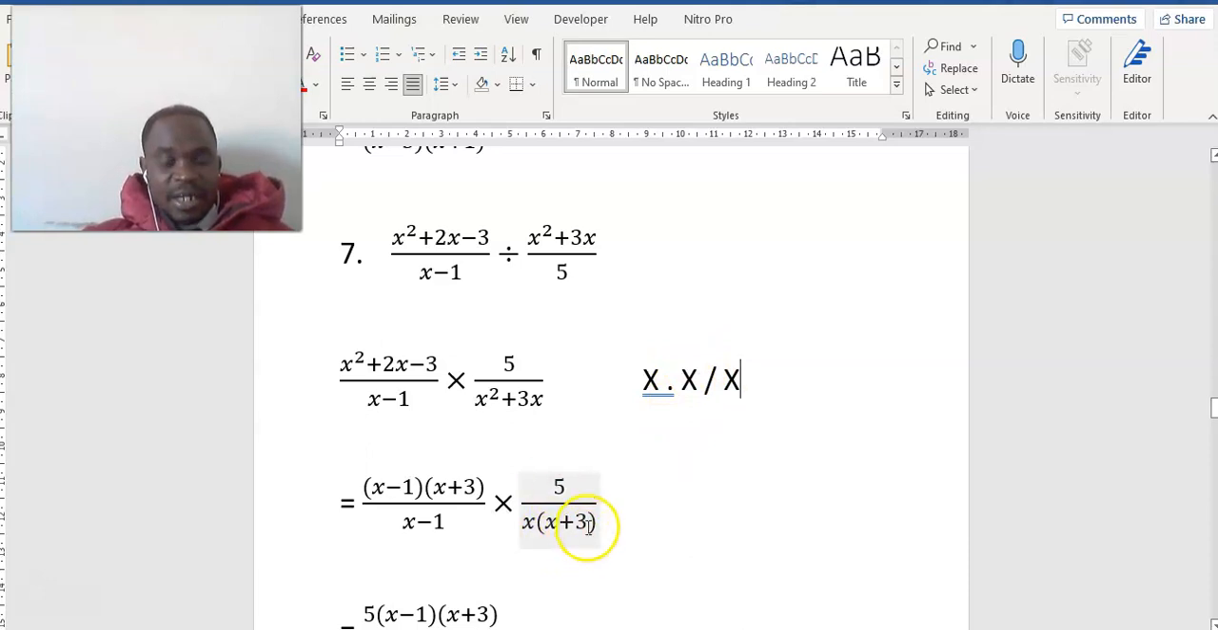Then how did we get this 3? It's 3 times x, this one. 3 times x divided by this x. So this x will cancel this x, so this and this will go away. What is going to remain? 3. Are we together? Okay.